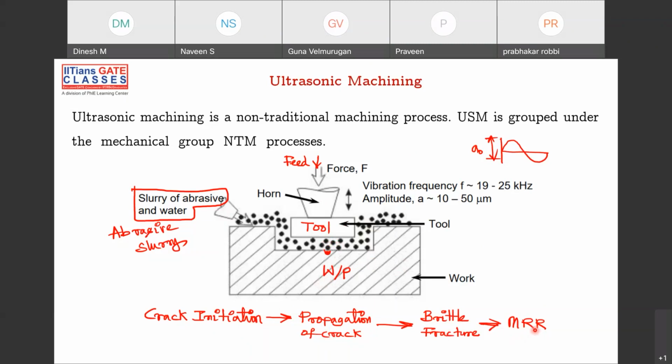Is it clear, guys, how ultrasonic machining works and how it is used to remove material? Yes.